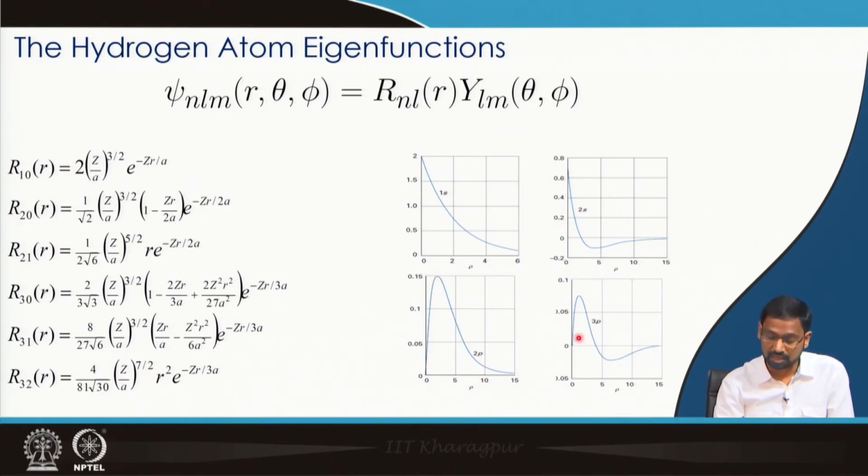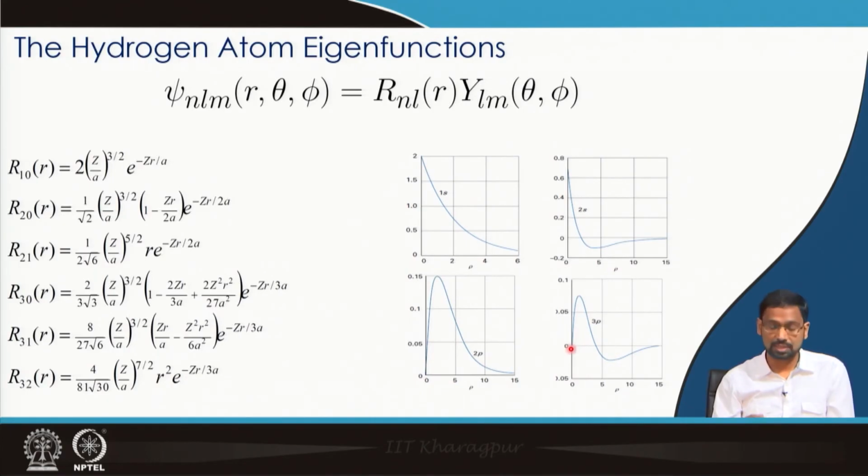When I look at 3p, I see it has an exponentially decaying function multiplied by this polynomial. This polynomial has one term r and another term r square. So it will have two places where this polynomial will be 0. One is the trivial solution when r is 0, the other is the non-trivial solution over here, where the function becomes 0. So the 3p orbital has one node, because we do not consider this point. This is the non-trivial, this is the trivial solution.